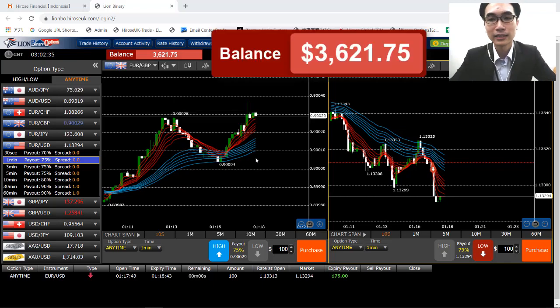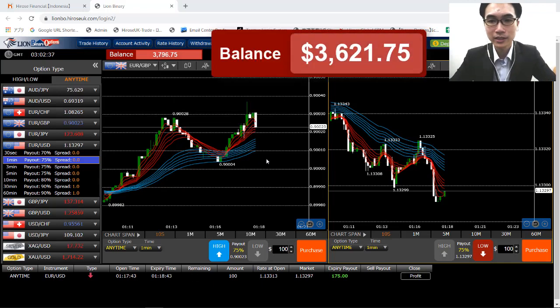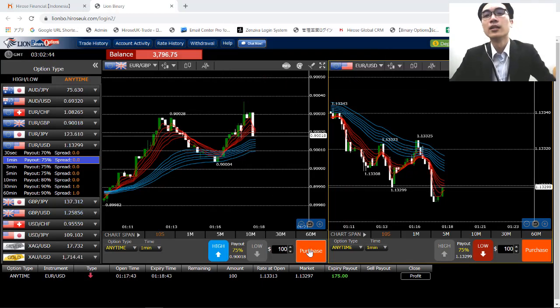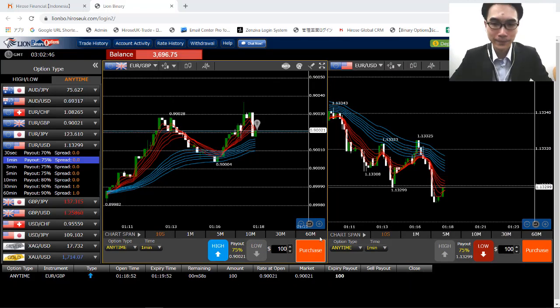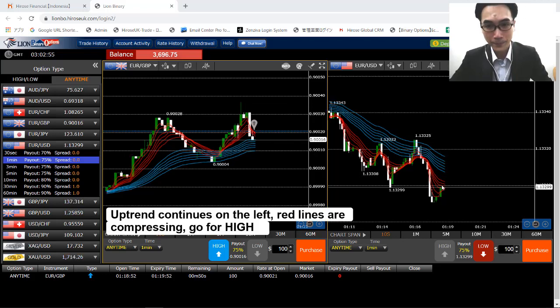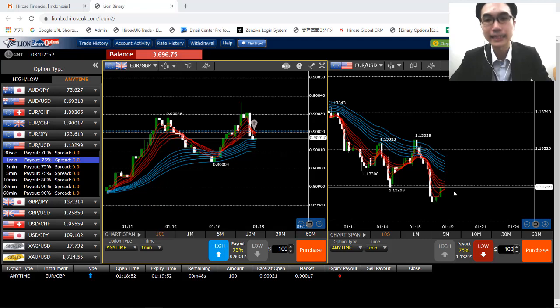Right, okay, the trade just now ended in profit again, so $150 profit for now, and let's keep going. The trend on the left is still continuing, and then the red line compressed, and I open a high position there.